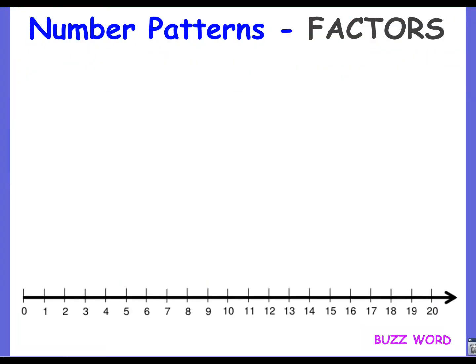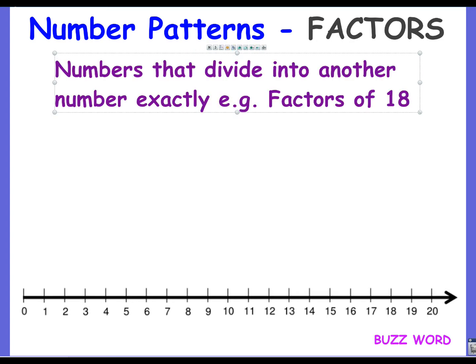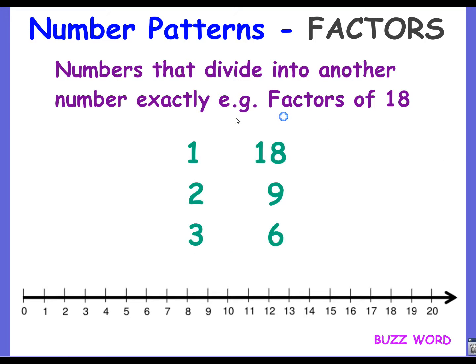The next word we need to know the definition of is a factor. A factor is a number that divides exactly into another number. So if we look at 18, the factors of 18 are 1 and 18, 2 and 9, and 3 and 6.